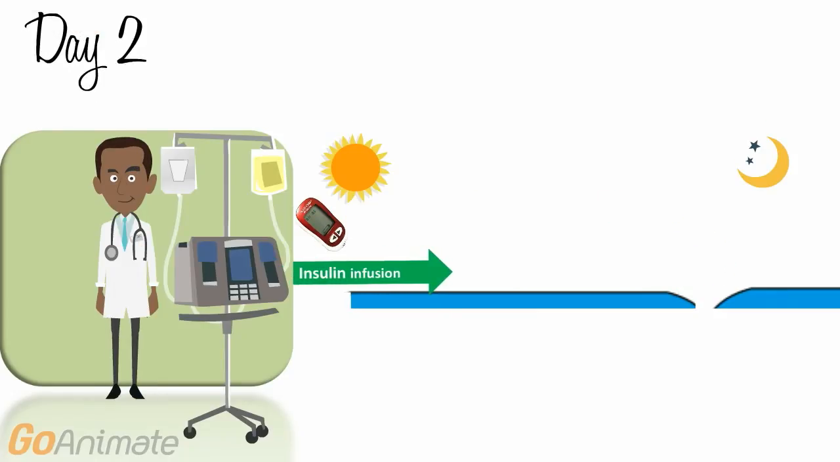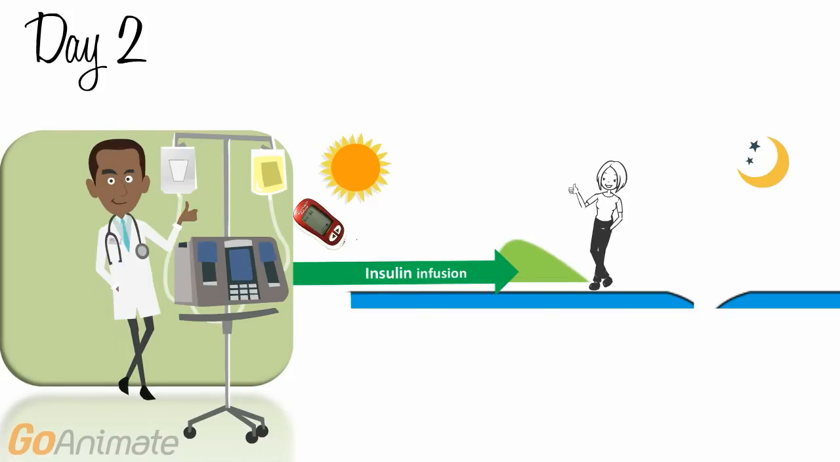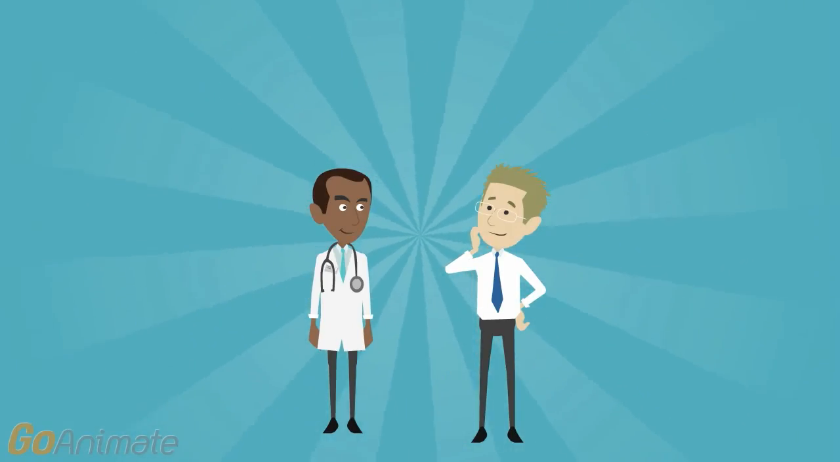When DKA resolved, he continued insulin infusion until 30 minutes after the regular mealtime insulin was given and patient had eaten. This provided insulin cover and kept the blood sugars stable. So Simon, what would you do differently?